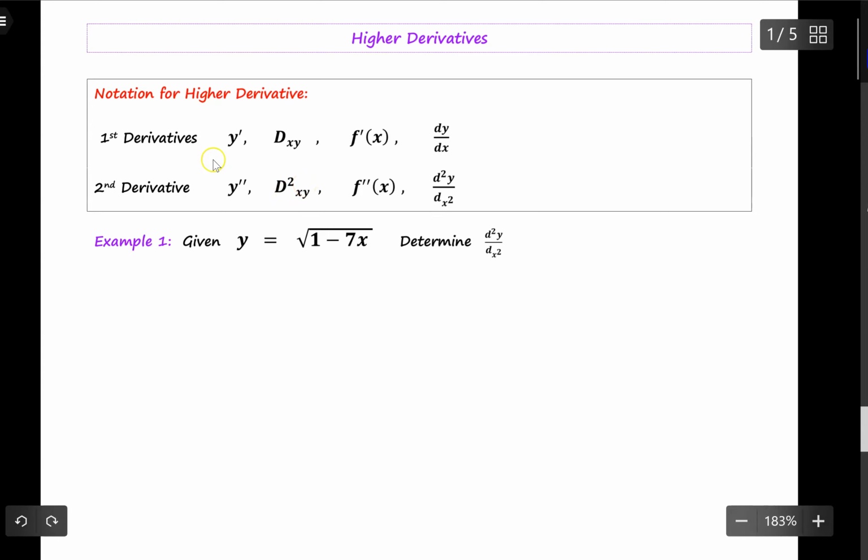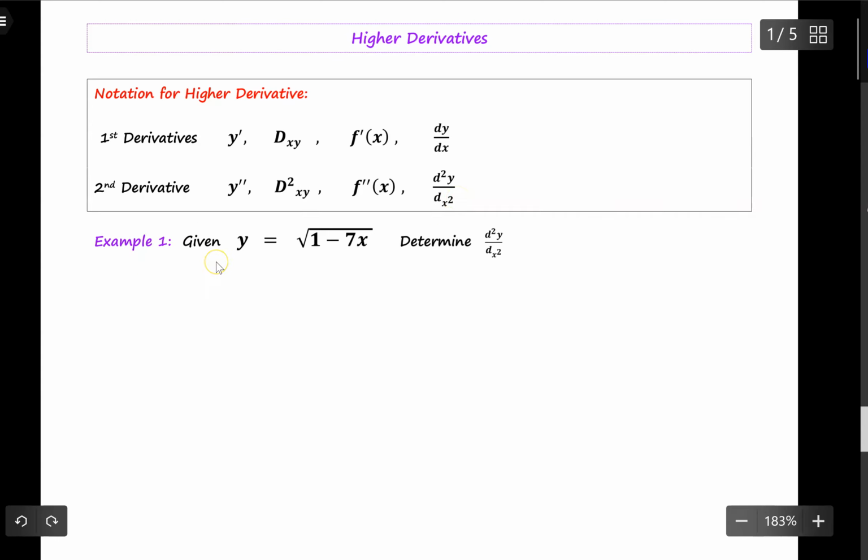So for the first derivative, you have y prime, or you can write D of y as a function of x, and f prime of x or dy over dx. For the second derivative, you can see that you have a double prime here. You have a square as the exponent for this capital D. So it's the second derivative of y as a function of x. Or you can have f double prime of x. Or you can write d squared y over dx squared. This notation is popular and it will be used throughout the entire lesson.